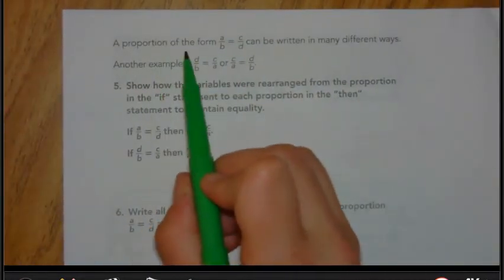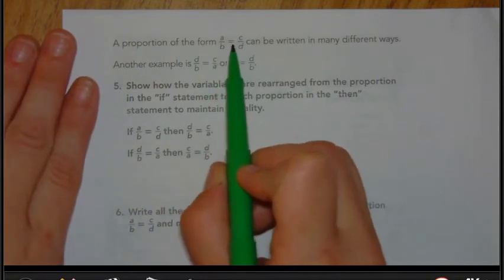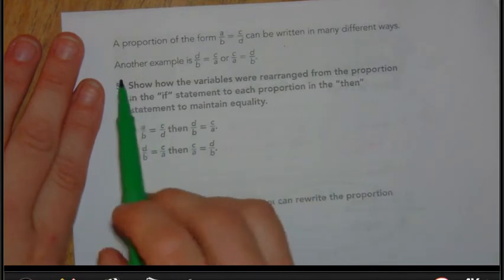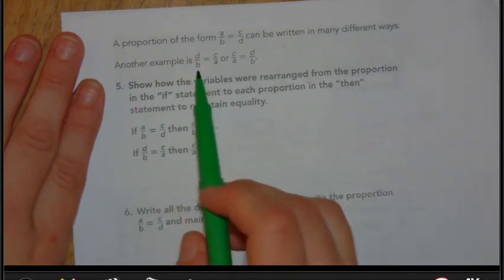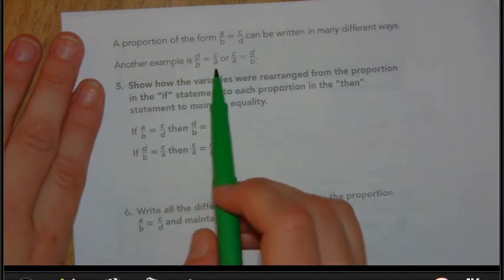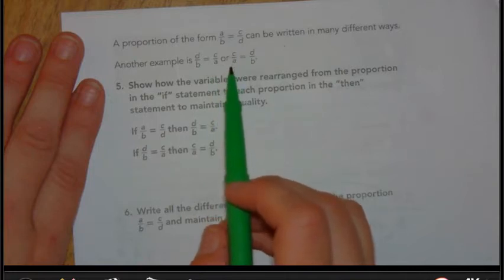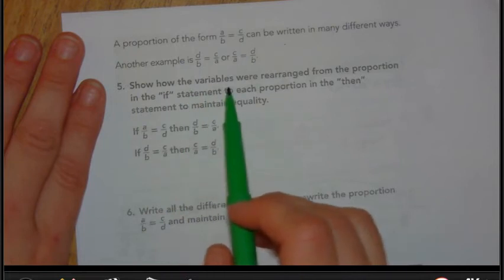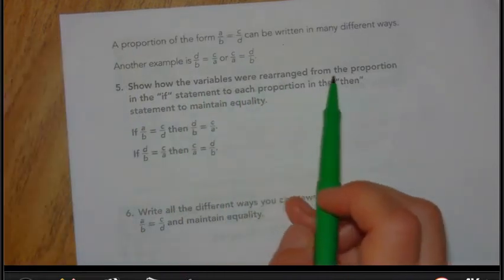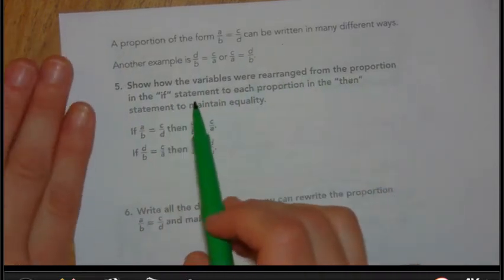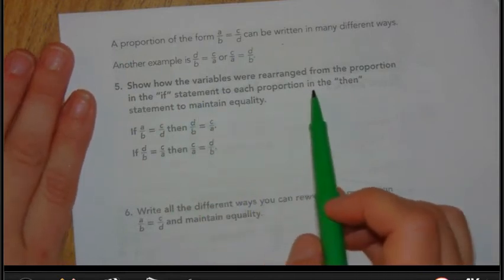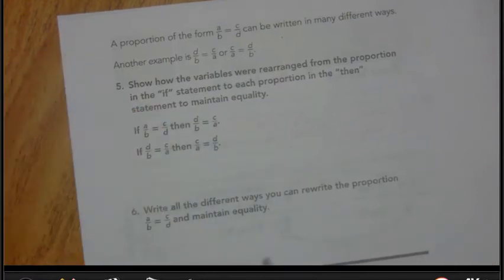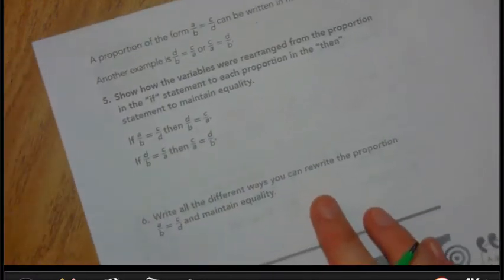So a proportion of the form A over B equals C over D can be written in many different ways. Another example is D over B is equal to C over A, or C over A is equal to D over B. Show how the variables were rearranged from the proportion in the if statement to each proportion in the then statement to maintain equality. Okay, so let's take a look at this.